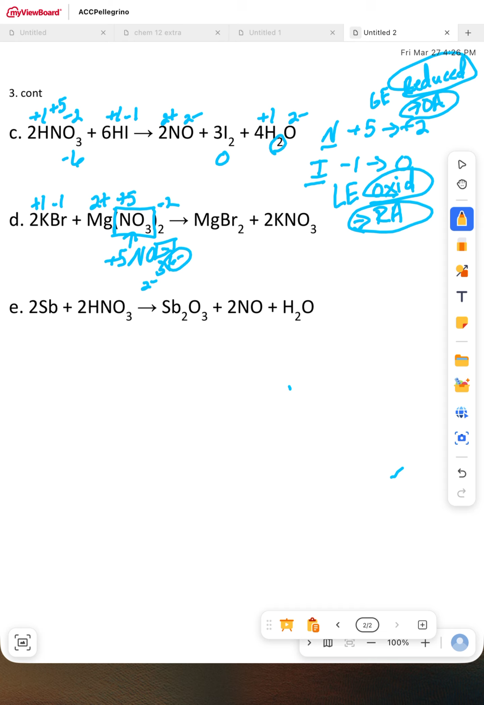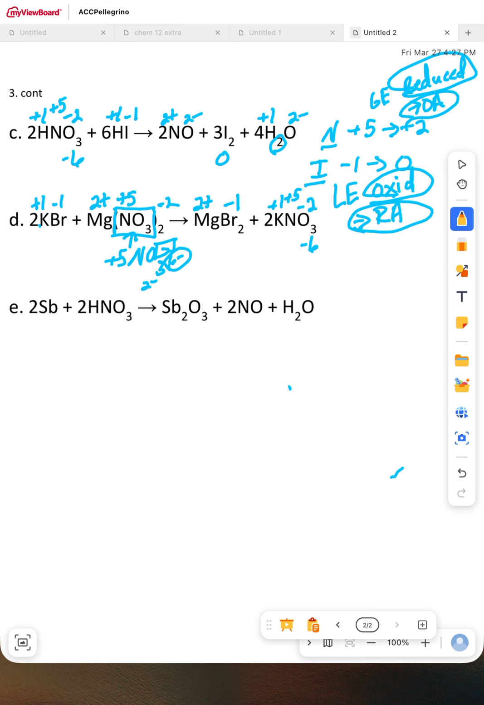Okay, the magnesium over here is going to be 2+. The bromine's still going to be -1. Potassium +1. Our oxygens are -2, and there are 3 of them, so this is a total of -6. There should be no net charge on this molecule. So we have a +1 from the potassium, -6 from the oxygen, so we need our nitrogen to be +5. So let's look at everything.